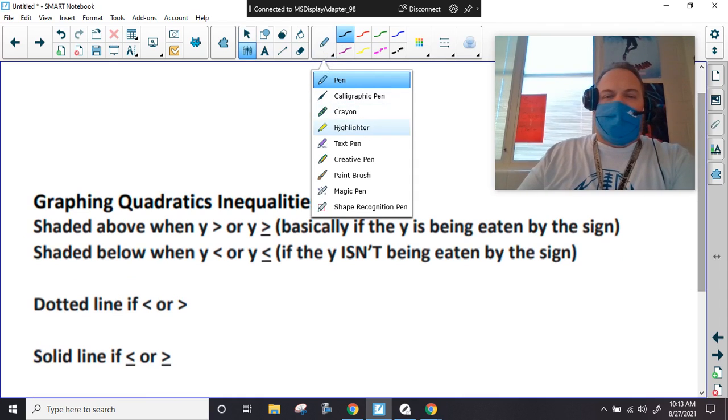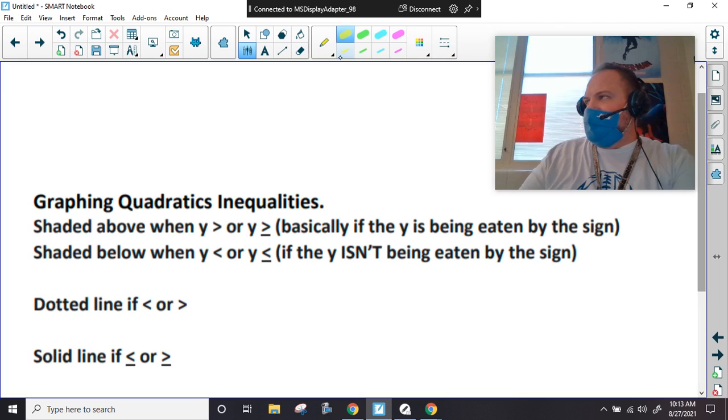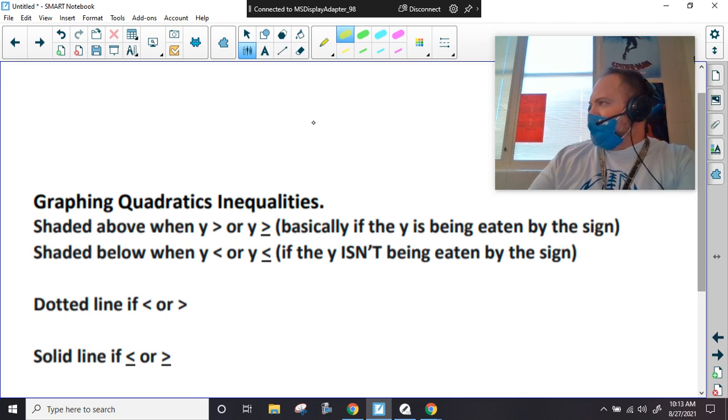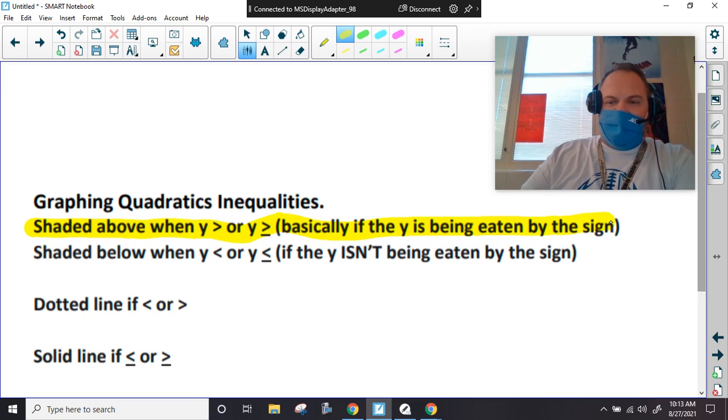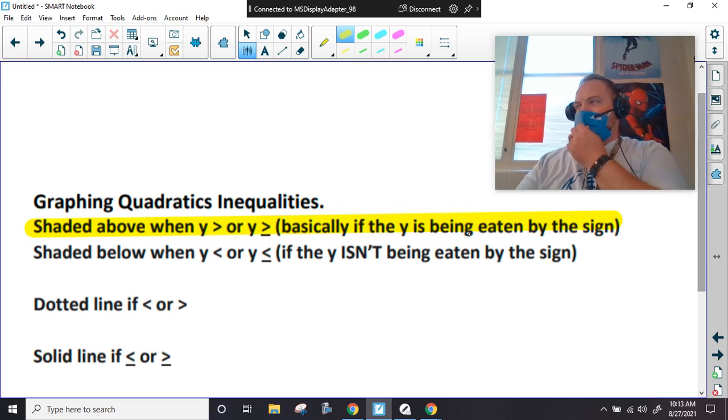Please understand, this seems weird, but it makes perfect sense in my head, and when we start doing these, it will go better. You're going to shade above the graph when the y is being eaten by the inequality sign.